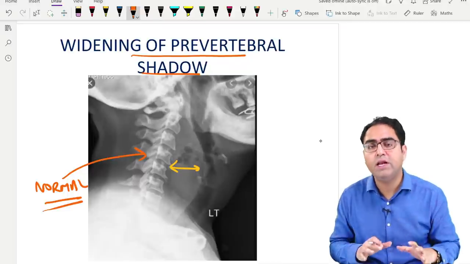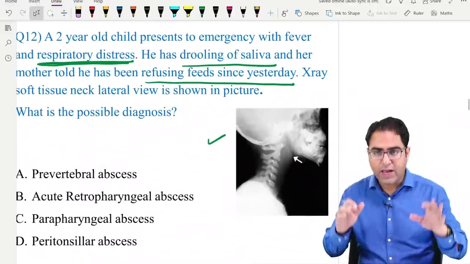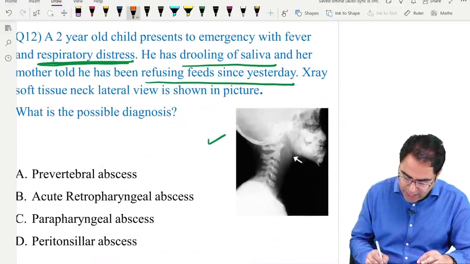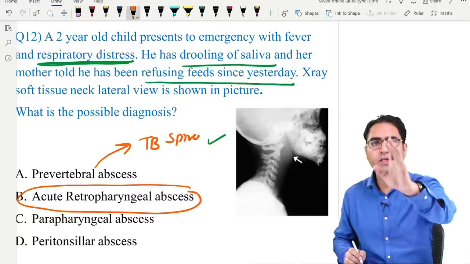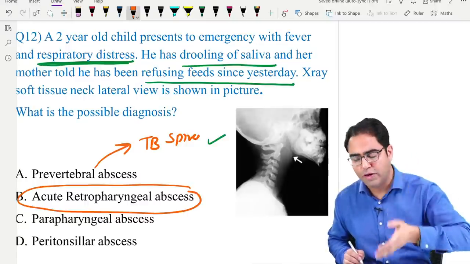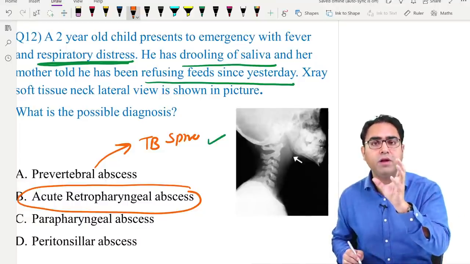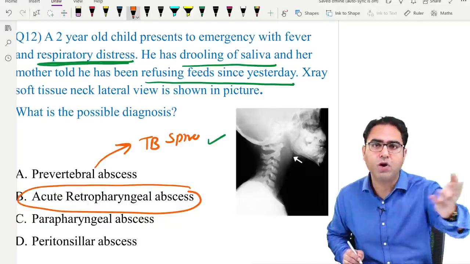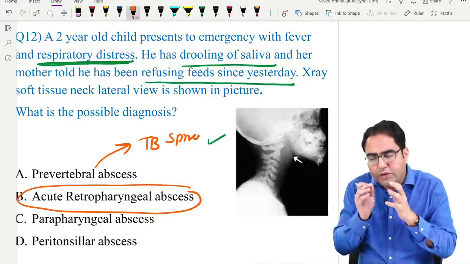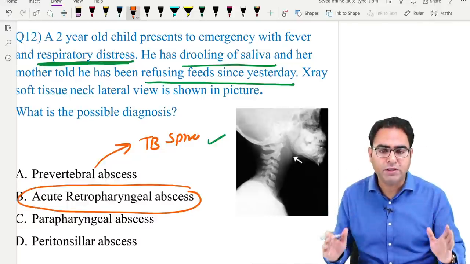So retropharyngeal abscess, the one you are seeing in the question right now, is a pediatric airway emergency, beta. So it has to be acute retropharyngeal abscess. Why it's not pre-vertebral? That is due to TB of the spine, Pott's spine. Parapharyngeal abscess will always have neck swelling outside, and there is no neck swelling. Quinsy, peritonsillar abscess, will have internal findings: the uvula will be shifted, the tonsil pushed medially. Nothing of that sort is given here, beta. Retropharyngeal abscess will always come in a child of 2 years. It's a pediatric airway emergency.